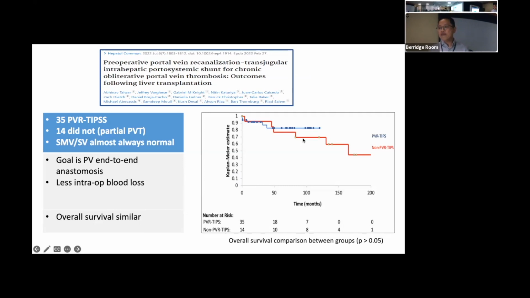You can see here the survival is pretty similar. Those patients with complete portal vein thrombosis did not do worse than those with a mild degree of portal vein thrombosis, highlighting the fact that recanalization helps to optimize the outcome of transplantation in patients with pre-existing portal vein thrombosis.